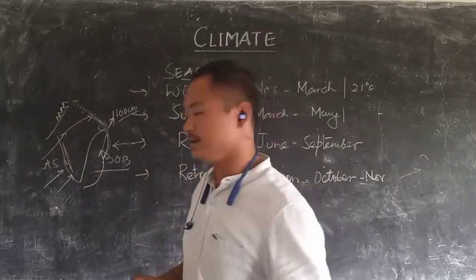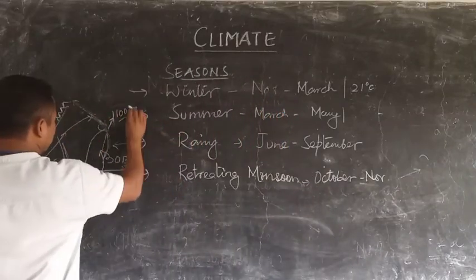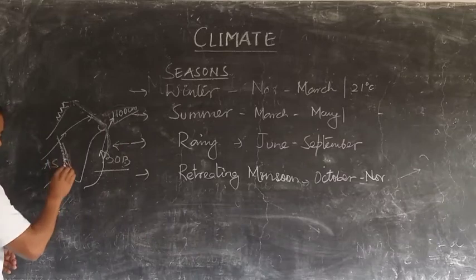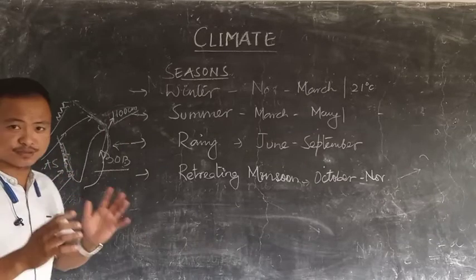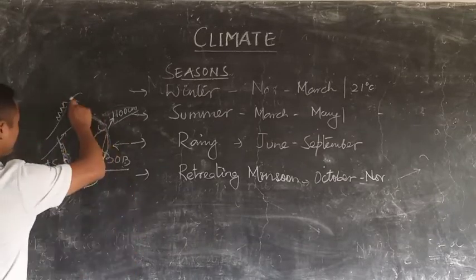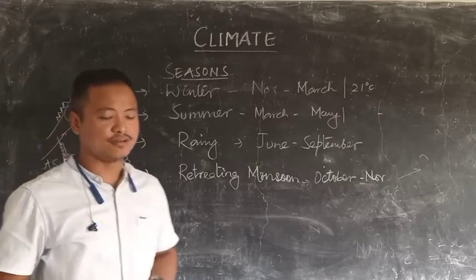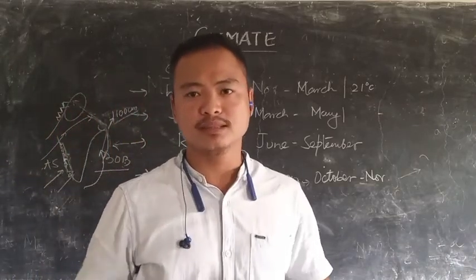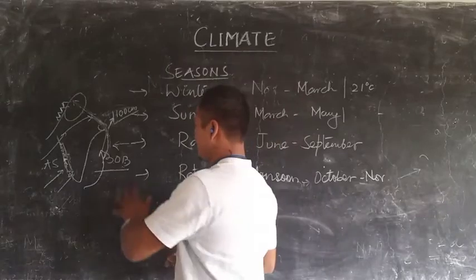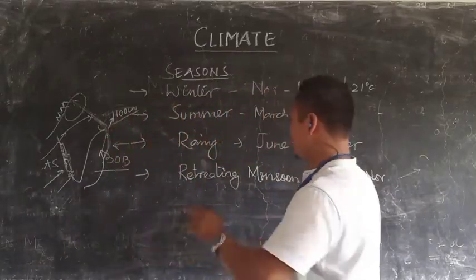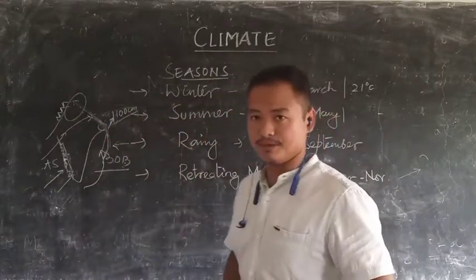So this is the reason why the eastern part of India and the far southwestern part of India experience more rainfall, but the western part of India receives very little rainfall. This is the distribution of rainfall that occurs in the rainy season from the months of June to September.